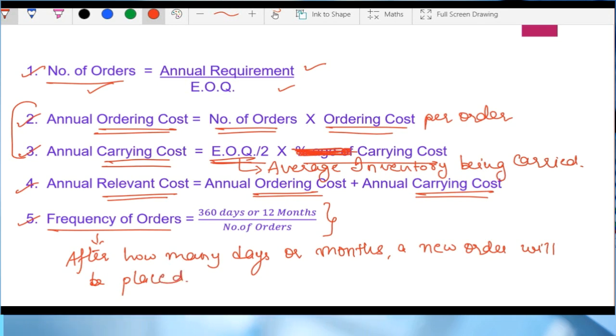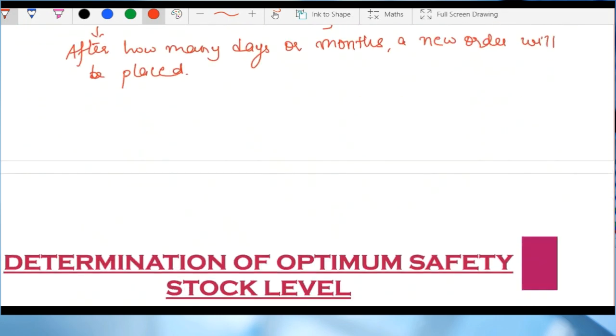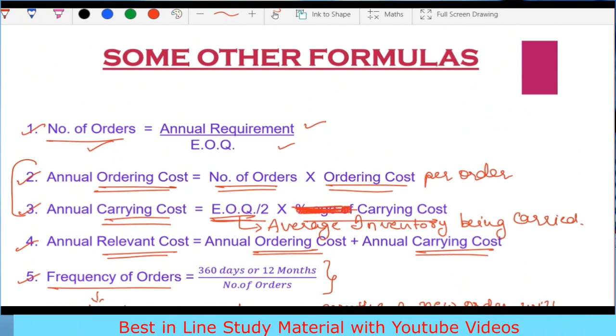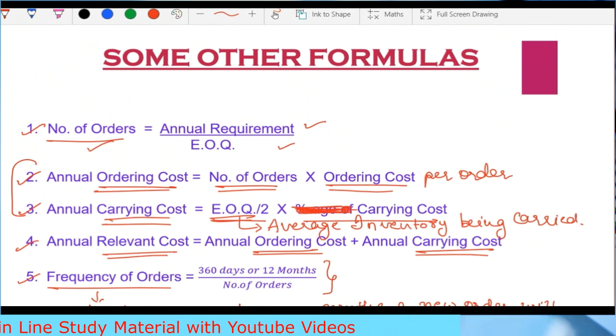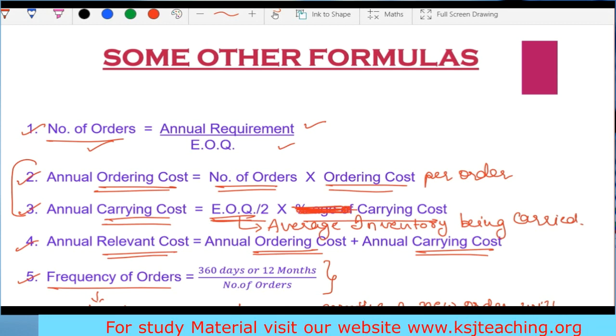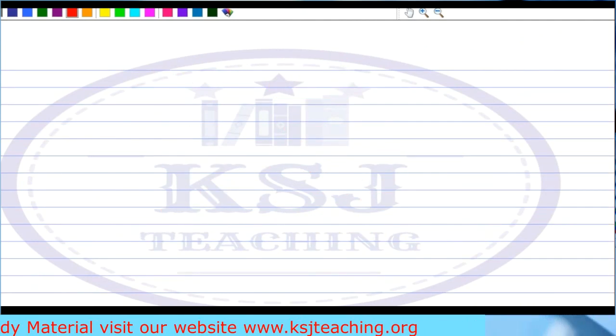This much is clear. So these are some of the related formulas related to EOQ, and this is very important. Number of orders: annual requirement by EOQ. Annual ordering cost: number of orders multiplied by ordering cost. Annual carrying cost: EOQ by 2 multiplied by carrying cost. Annual relevant cost is equal to ordering cost plus carrying cost. Frequency of orders is equal to 360 days or 12 months divided by number of orders. Okay. Now let's do the practical problems on this.